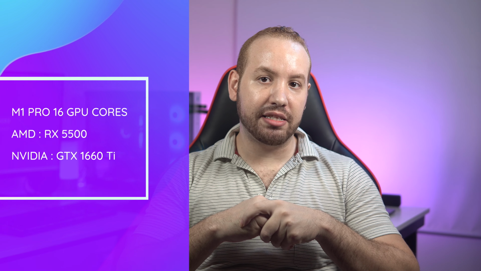It has 8 GPU cores, and the AMD equivalent would be the RX 560. NVIDIA would be a GTX 1650. Now for the M1 Pro with 14 GPU cores, the AMD equivalent would be an RX 5500M, NVIDIA would be a GTX 1650. As for the M1 Pro with 16 GPU cores, the AMD equivalent would be an RX 5500, while NVIDIA would be a GTX 1660 Ti.